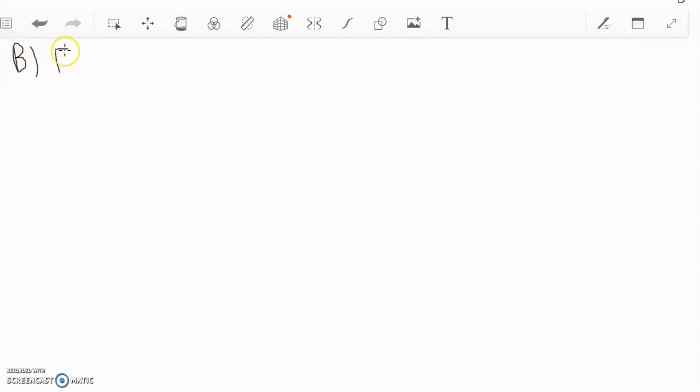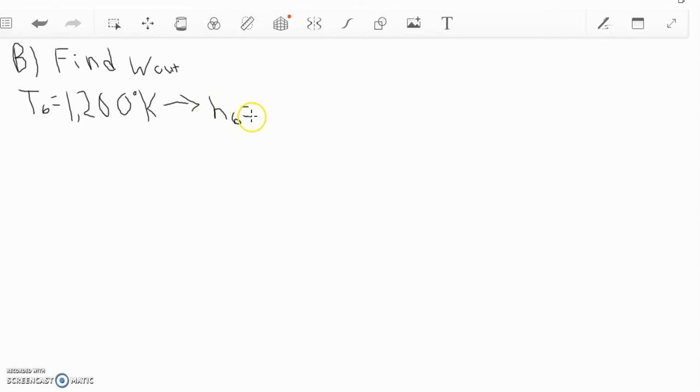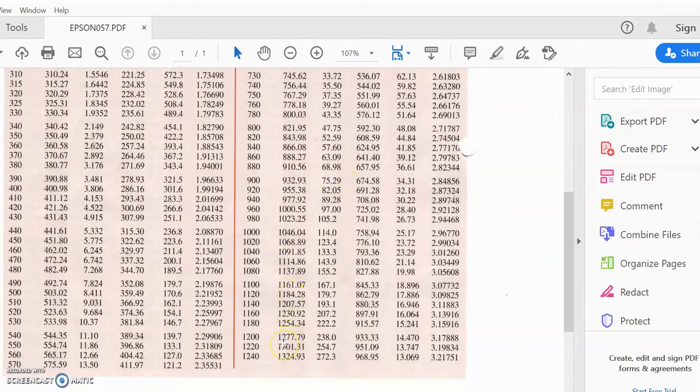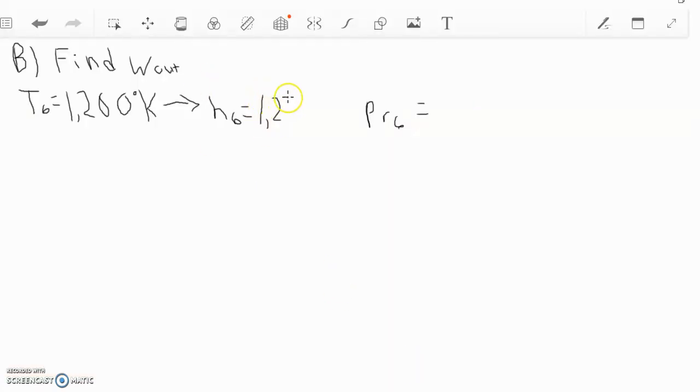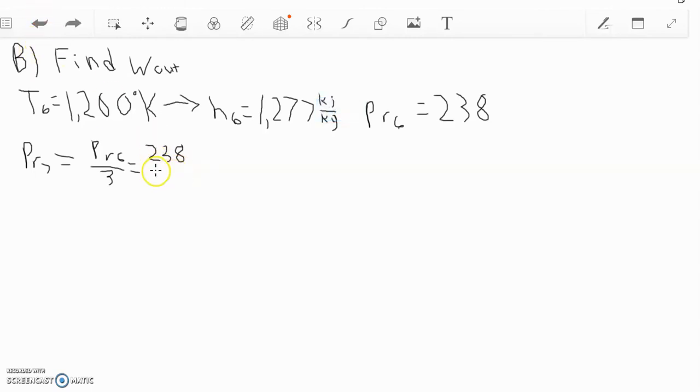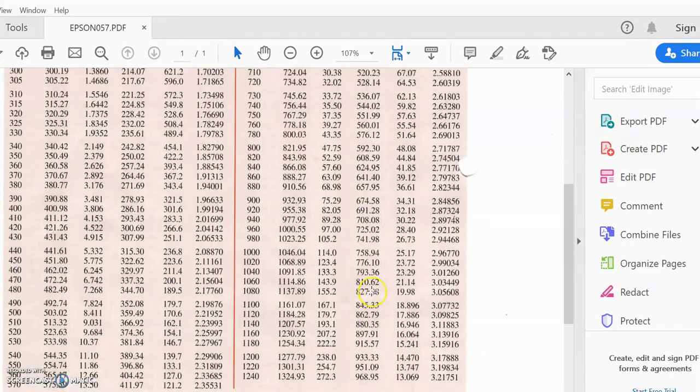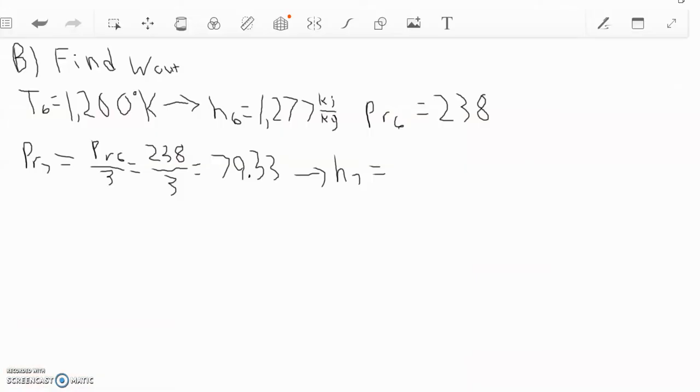So in this next part, we need to calculate the work out, so the work done by both the turbines. We know we're starting with T6 of 1200 degrees Kelvin. From this, we can get our enthalpy as well as our relative pressure. So we go back to the ideal gas table. We get enthalpy equals 1,277 kilojoules per kilogram. Relative pressure equals 238. Opposite of our compressors, obviously our turbines are expanding, so it will be a decrease in pressure, 1/3. So 238 over 3, we get 79.33. And now we can go back and look up enthalpy. So it is 946.35 kilojoules per kilogram.